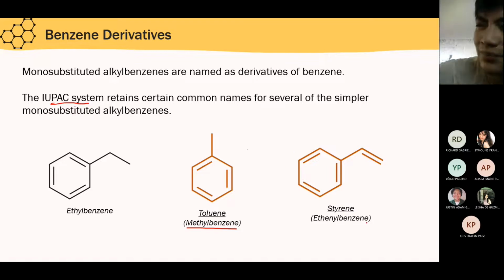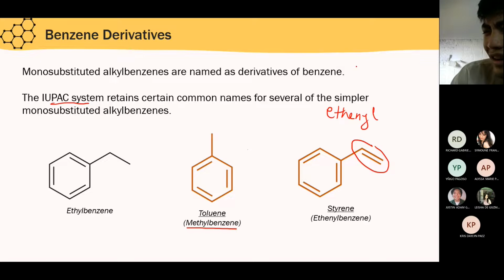Okay? How about this one? This one, it possesses an ethene. Okay? So, ito ay ethene. Bakit kaya siya naging ethene? Actually, that's ethenyl. Ethene kasi may double bond. Il kasi substituent siya. So, ethenyl yung tawag sa kanya. Bakit eth? Dalawa kasi carbon. Carbon 1, carbon 2. May double bond, so en. Substituent, kaya yl. Okay? So, ang name niya, ethenyl.